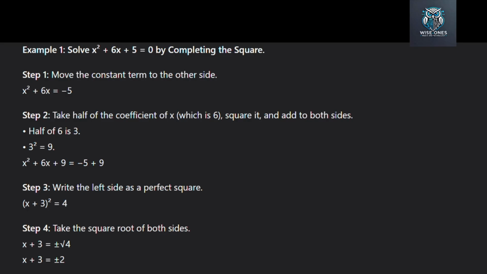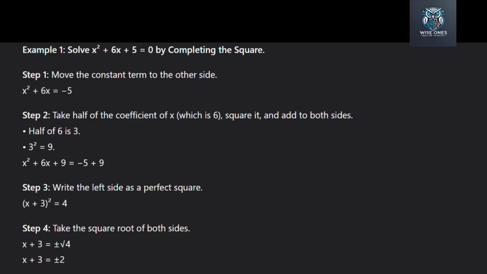Step 2. Take half of the coefficient of x, square it, and add to both sides. The coefficient of x is the number in front of x. Here, it is 6. Half of 6 is 3. Now we square this number. 3 squared is 9. We must add this 9 to both sides of the equation to keep it balanced. So we write x squared plus 6x plus 9 equals negative 5 plus 9.